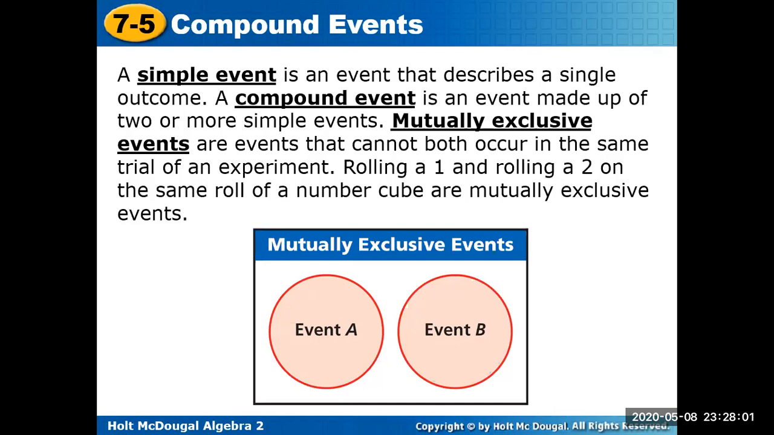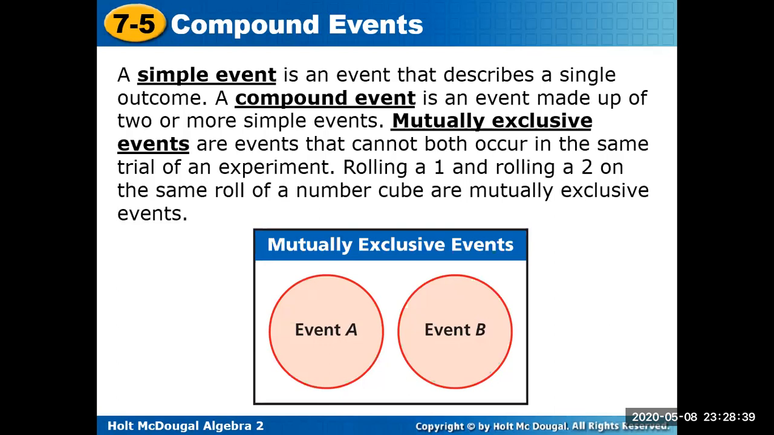A compound event is an event made up of two or more simple events. So a compound event by definition is an event that is made up of two or more simple events. Under compound events, there are two types: mutually exclusive events and mutually inclusive events. First, let us discuss mutually exclusive events.